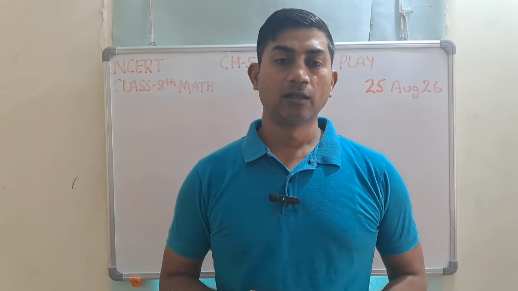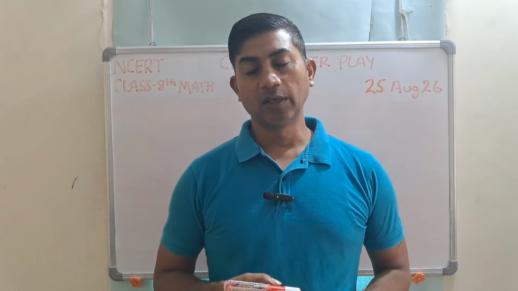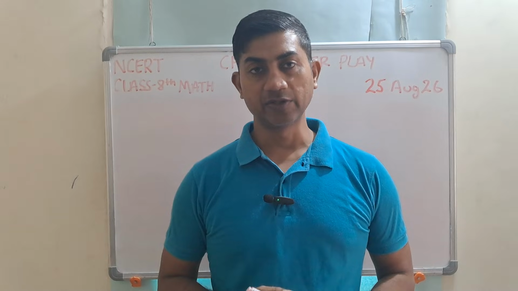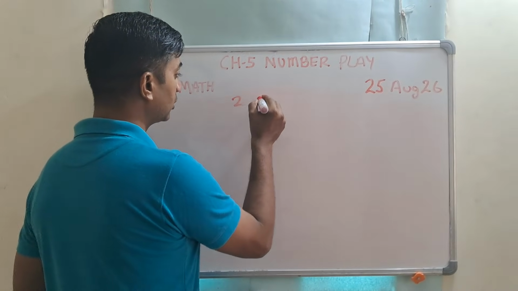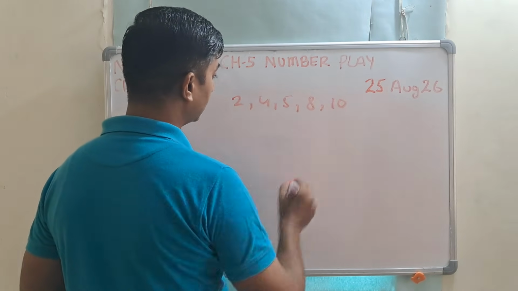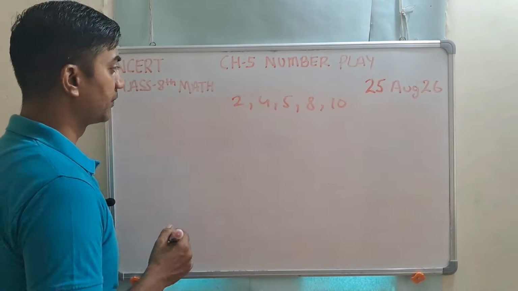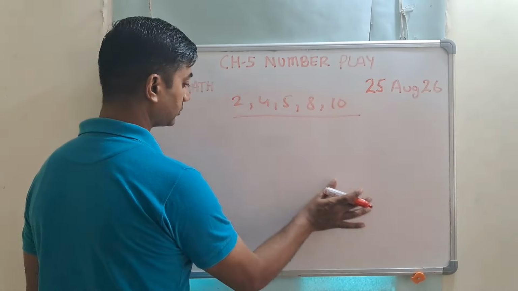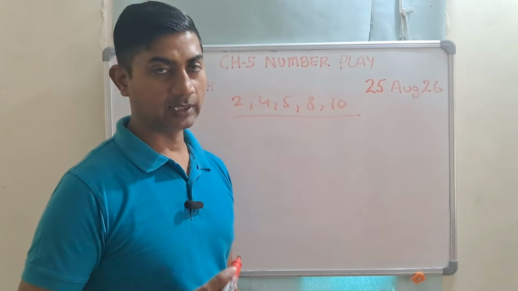Before that, let's remember what we have learned about the different numbers' divisibility rules. We have learned about 2, 4, 5, 8 and 10. We will have a quick revision of the divisibility rules you learned in your previous classes. Today we will learn the divisibility rule of 9.